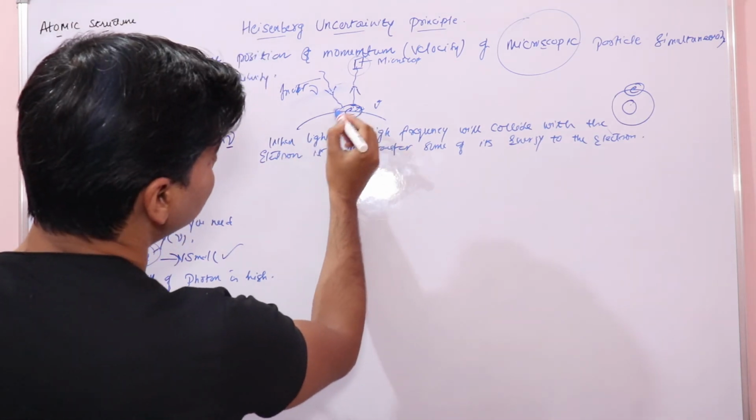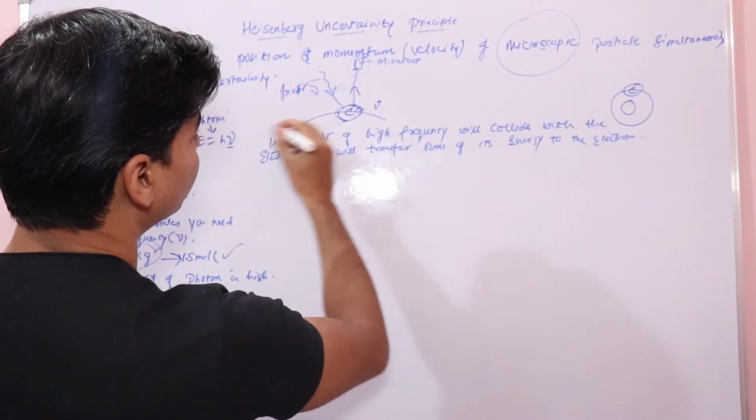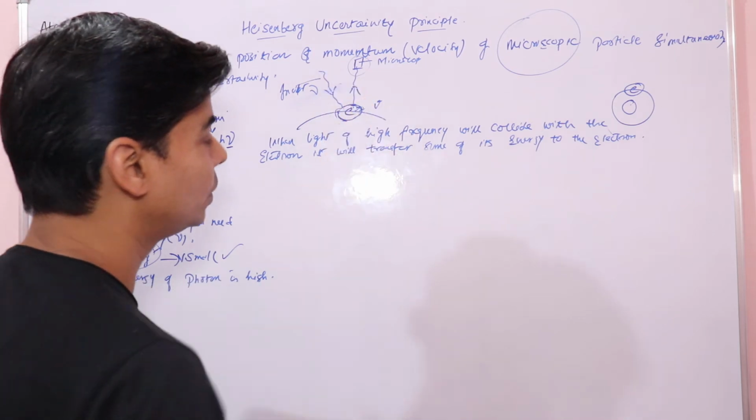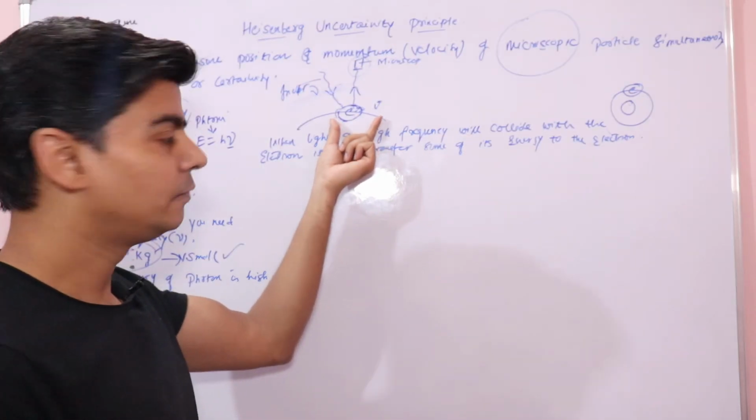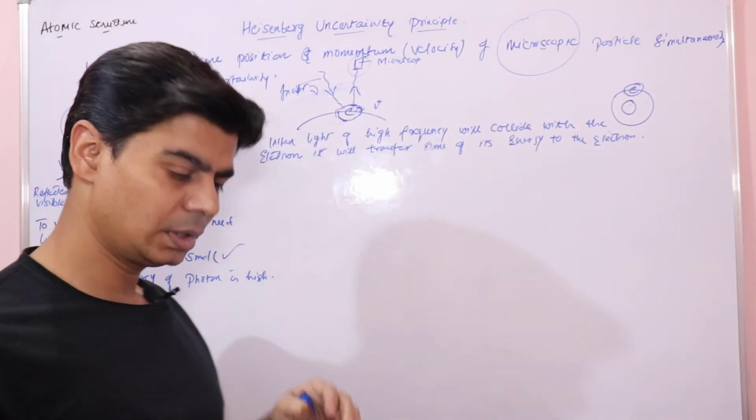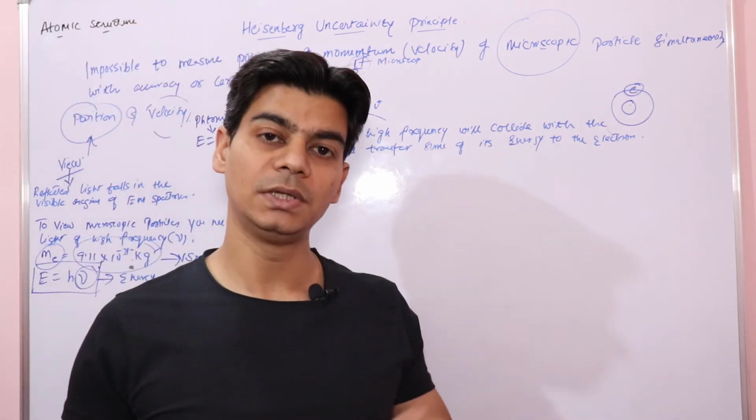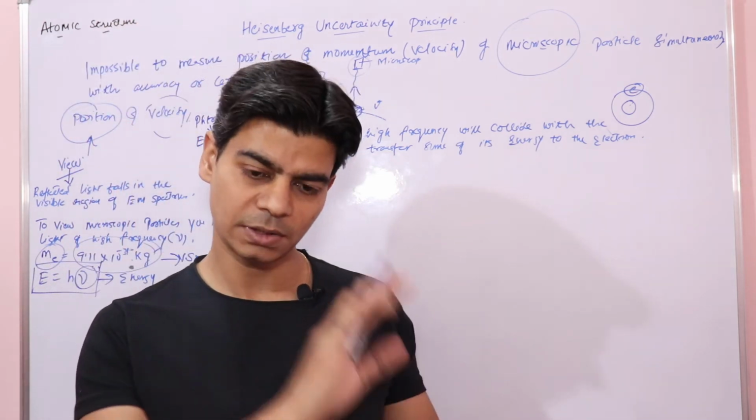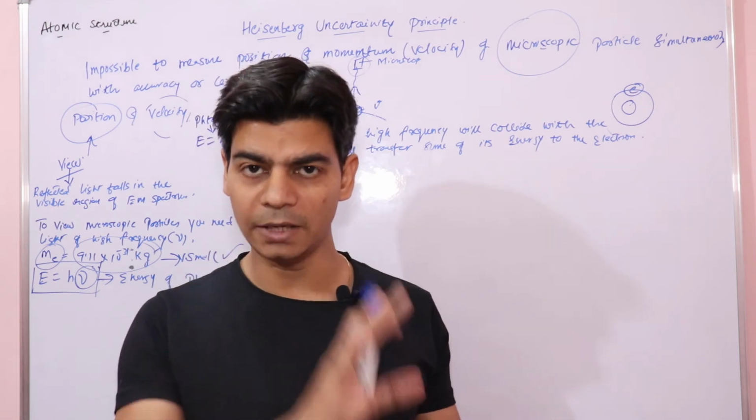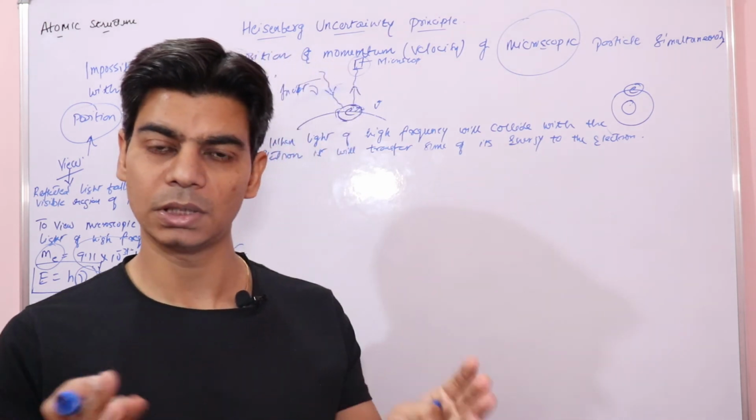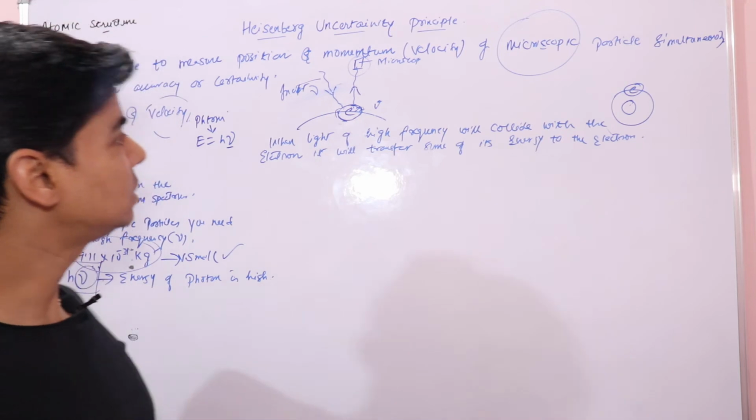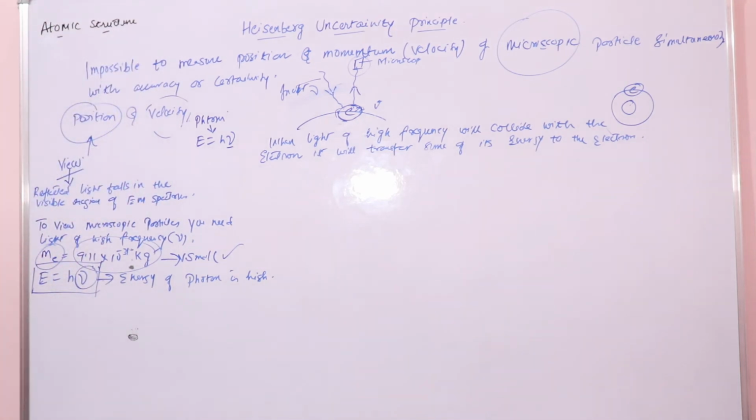What it means is that when light of high frequency collides with it, it will change its position and it will change its velocity. It will start moving with a high velocity due to the gained energy from this photon of light. Therefore, the velocity and hence the momentum of the electron changes.